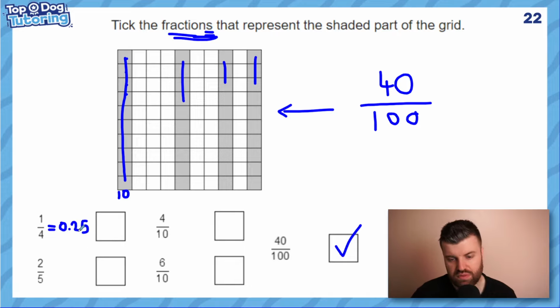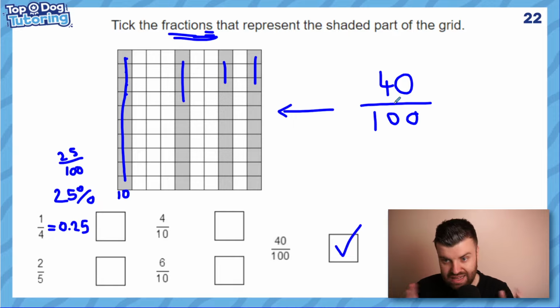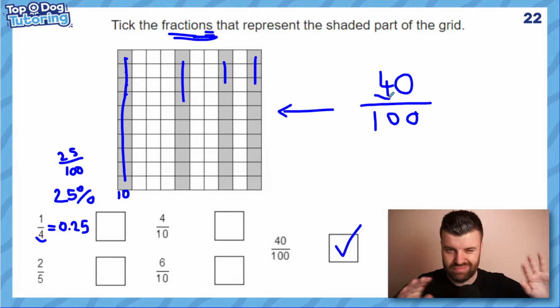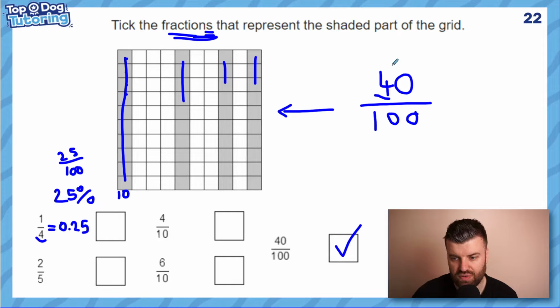Now, how's that helpful? Well, we know that if a decimal is 0.25, that's 25%. Cool. How's that helpful? Well, we know if it's 25%, then it's also equivalent to 25 out of 100, which is obviously not 40 out of 100, so that doesn't work. The trick here that a lot of people fall for, they see a 4 in the denominator space, they see a 4 here, and they go, yes, it's 4. No, 1/4 is not the same as 40 out of 100.